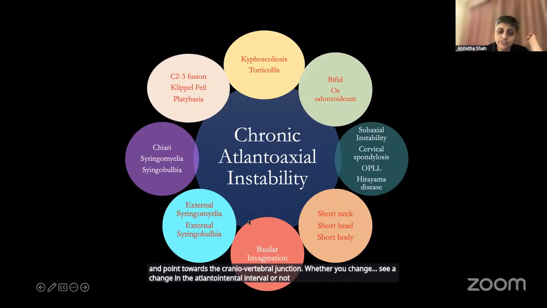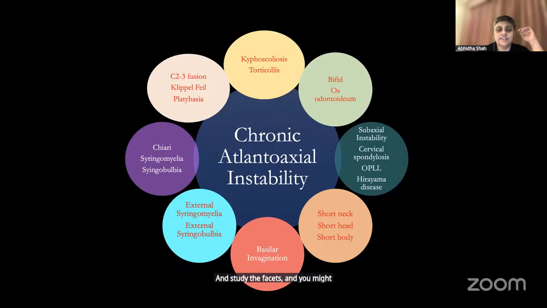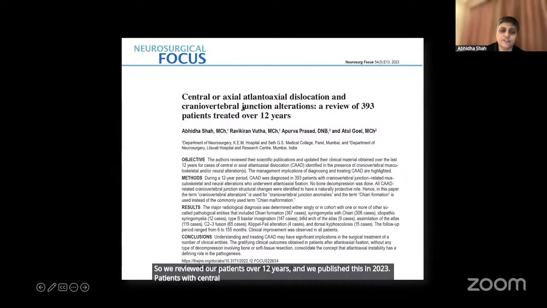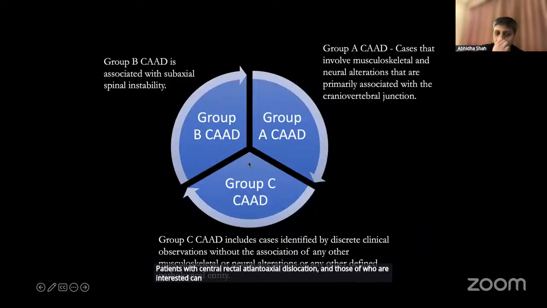So when you see this, you have to move your attention to the atlantoaxial joint and study the facets, and you might find that there is atlantoaxial instability in this region. We reviewed our patients over 12 years, and we published this in 2023. Patients with central atlantoaxial dislocation, and those who are interested can read this paper. We have divided central atlantoaxial instability into 3 types.